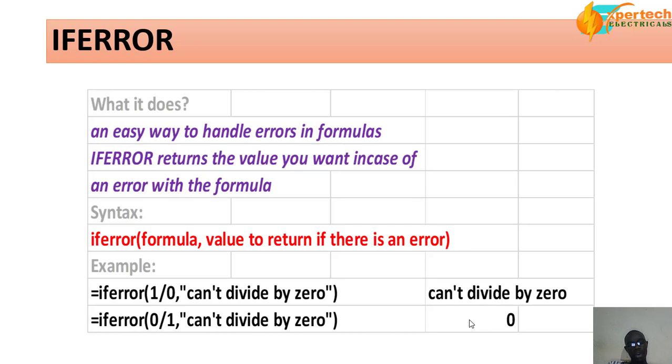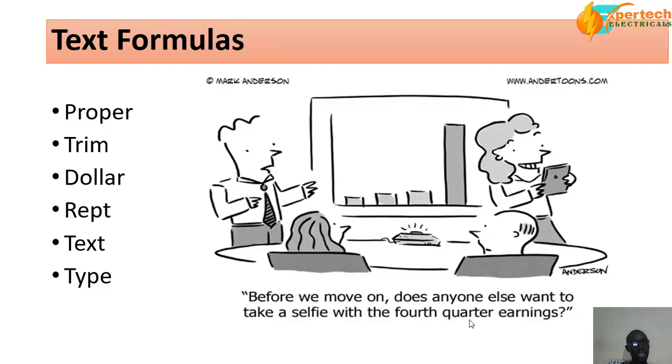That's how it works, guys. Then we have got text formulas. Text formulas, we have proper, we have trim, we have dollar, we have reputation, we have text, we have type. So there are several, guys.